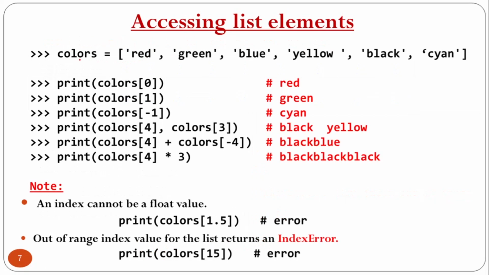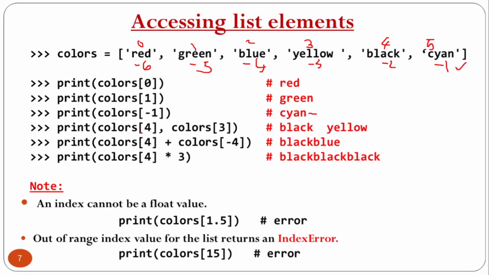One more example, I have given a list colors: red, green, blue, yellow, black and cyan. The index of the list will be 0, 1, 2, 3, 4 and 5. The negative indexing will be -1, -2, -3, -4, -5 and -6. The first statement is print colors of 0. The 0th element is red, so the output will be red. Colors of 1 will display green. Colors of -1, negative indexing is used here. The -1 element is cyan, so the output will be cyan.